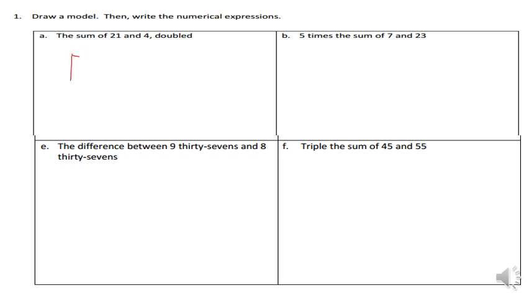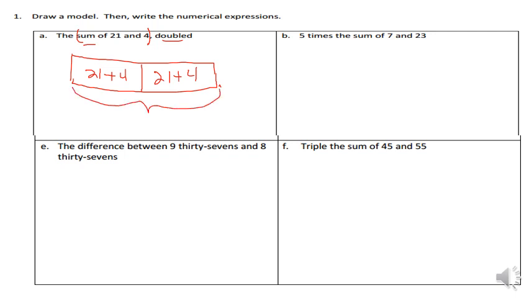Okay, on A, this is a sum of 21 and 4 doubled. So we have our tape diagram. And I like putting parentheses up here because it says a sum of 21 and 4. It says doubled, so the double tells me I'm going to split my tape diagram into two. Sum tells me I'm adding these two together, 21 plus 4. So this drawing represents 21 plus 4. It says doubled, so that'd be times 2.